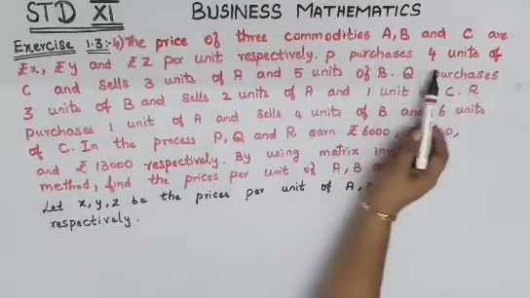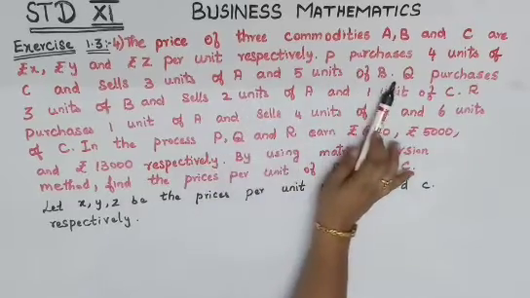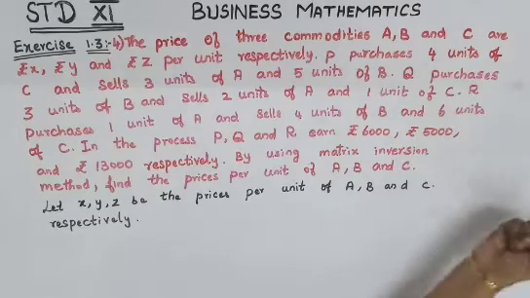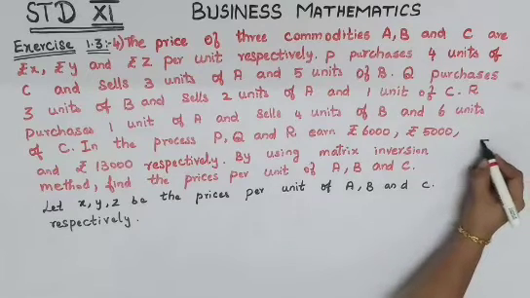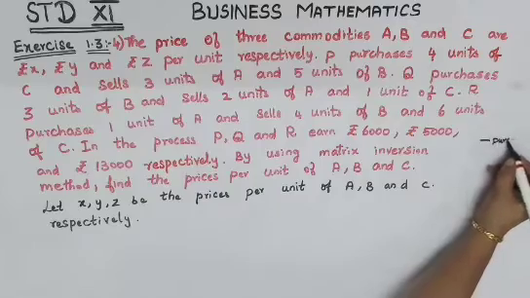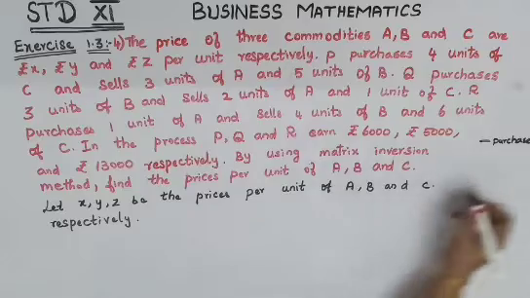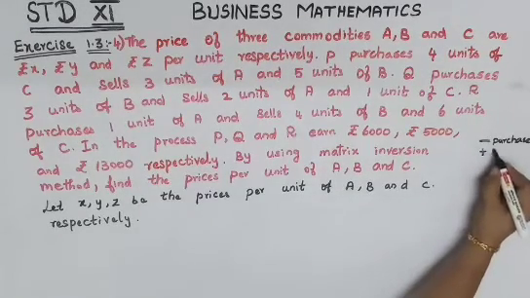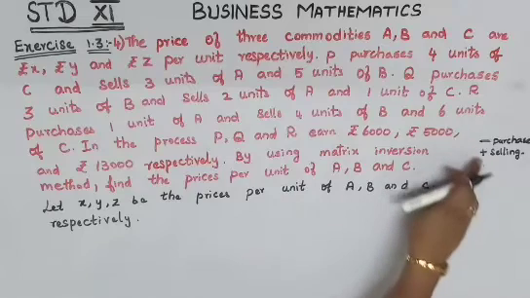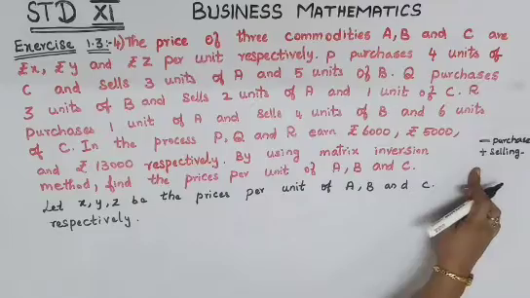P purchases 4 units of C and sells 3 units of A and 5 units of B. So when we are purchasing, we will have to give money, so we'll write it as loss, it is negative. Purchasing, we are giving money, so we'll have to put minus. When you are selling, we are getting money, so selling you can write as plus. Whenever purchase is there, you will have to give minus. When you are selling, you will get your money, so plus.